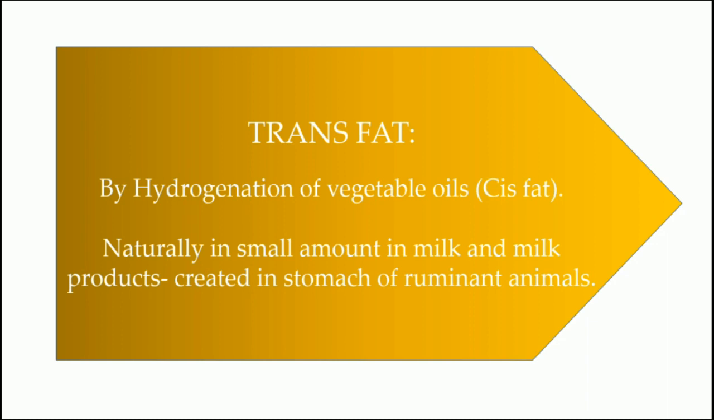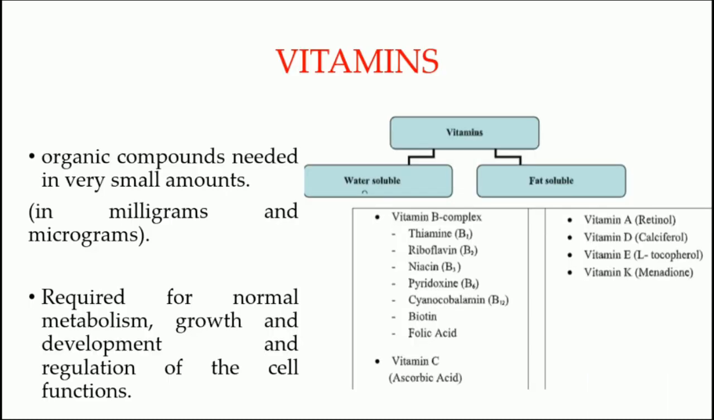After that, we can manufacture trans fat on our own. We can produce the trans fat by the hydrogenation of vegetable oils. So we know that vegetable oils are unsaturated fatty acids. In the hydrogenation process, we add hydrogen in the presence of a catalyst, that is nickel, palladium, etc. So we add hydrogen, and that's how the unsaturated fatty acids convert into saturated fatty acids, and that's how trans fats can be manufactured. Next, we have vitamins.